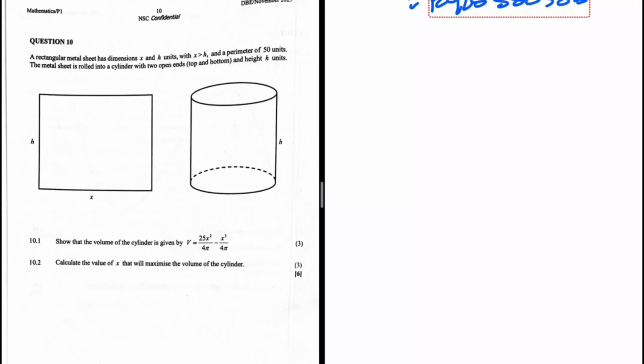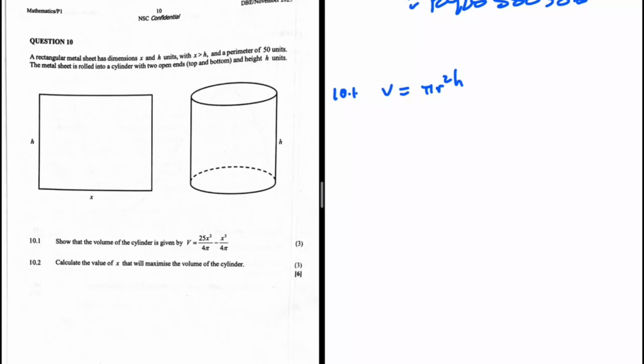Okay, so let's take a look. A rectangular metal sheet has dimensions x and h units, with x greater than h, and a perimeter of 50 units. The metal sheet is rolled into a cylinder with two open ends, top and bottom, and height h units. Okay, so the volume, sticking to the basics, is pi r squared h, right?